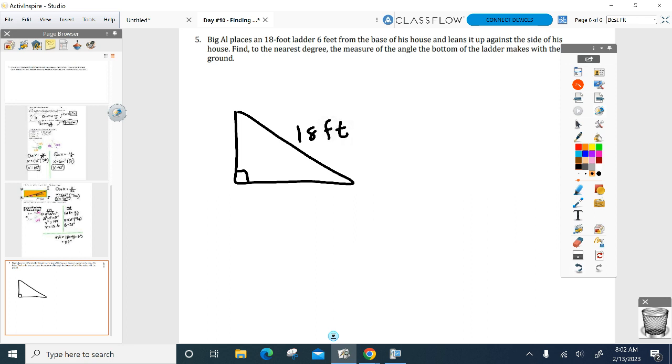All right, where's this 6 going to go? From the base, the bottom of his house. I know I didn't put ground. Are we all right putting the 6 here, 6 feet from the house? Find the measure of the angle the bottom of the ladder makes with the ground. Ground, bottom of the ladder. I tried to put both terms in there so we knew where to put the X.